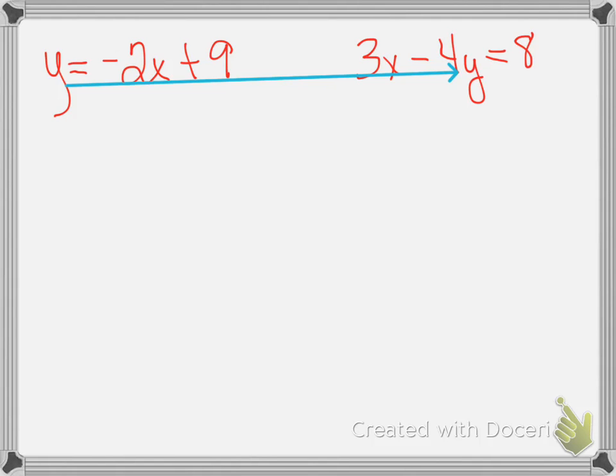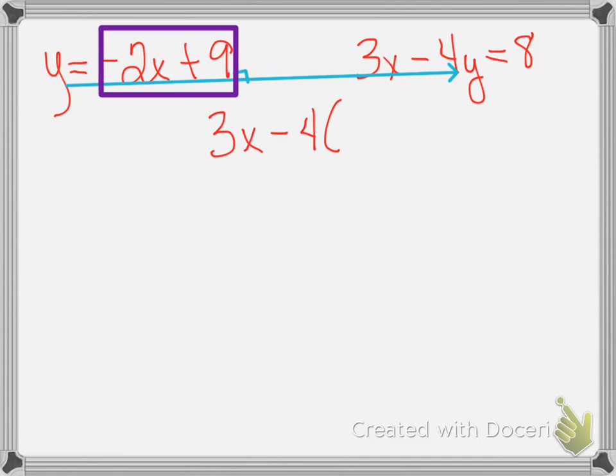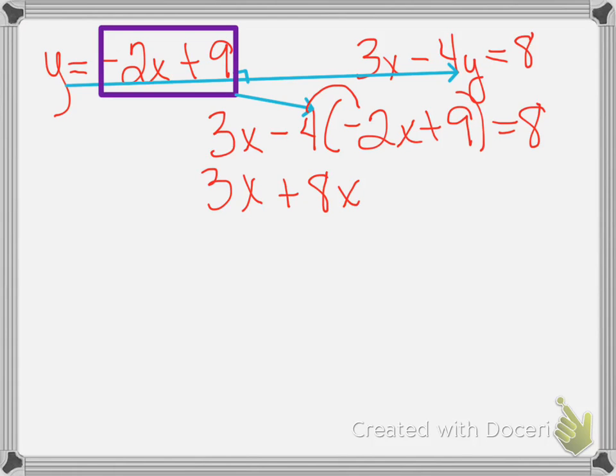So if we do that, we'll have 3x minus 4 times everything that the y equals in our parentheses, which will be 2x plus 9. And all of that's going to equal 8. So we are going to have 3x, and we're going to distribute negative 4 times 2x to get minus 8x, and negative 4 times 9 equals negative 36, and that all is going to equal 8.